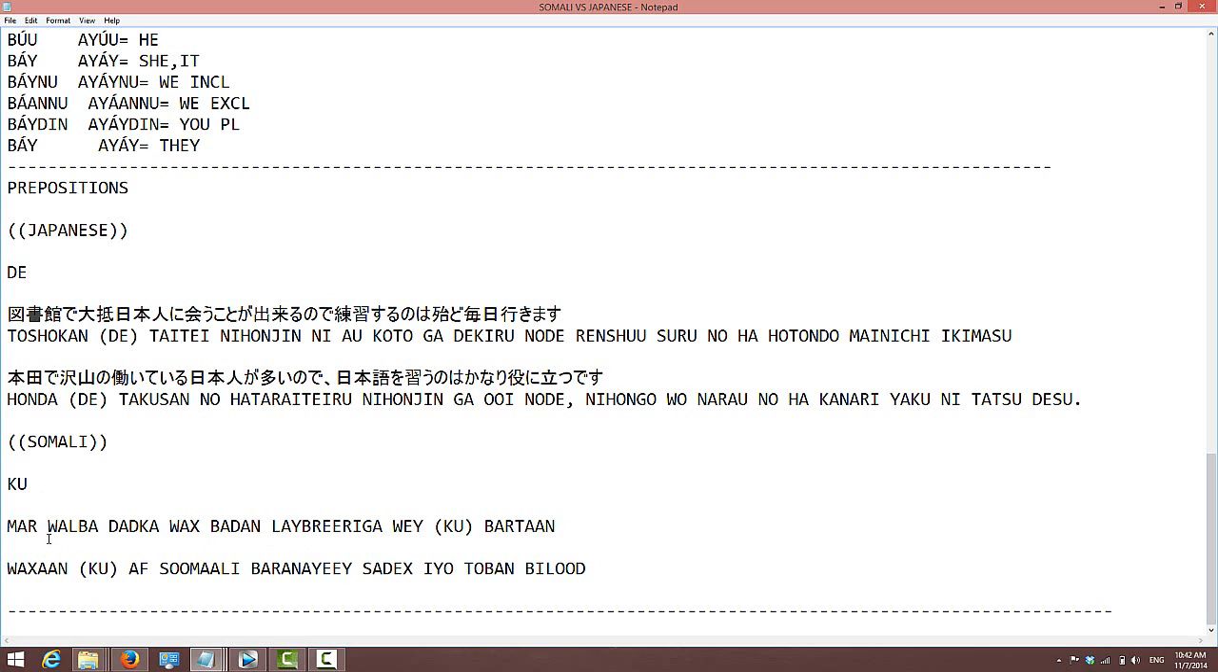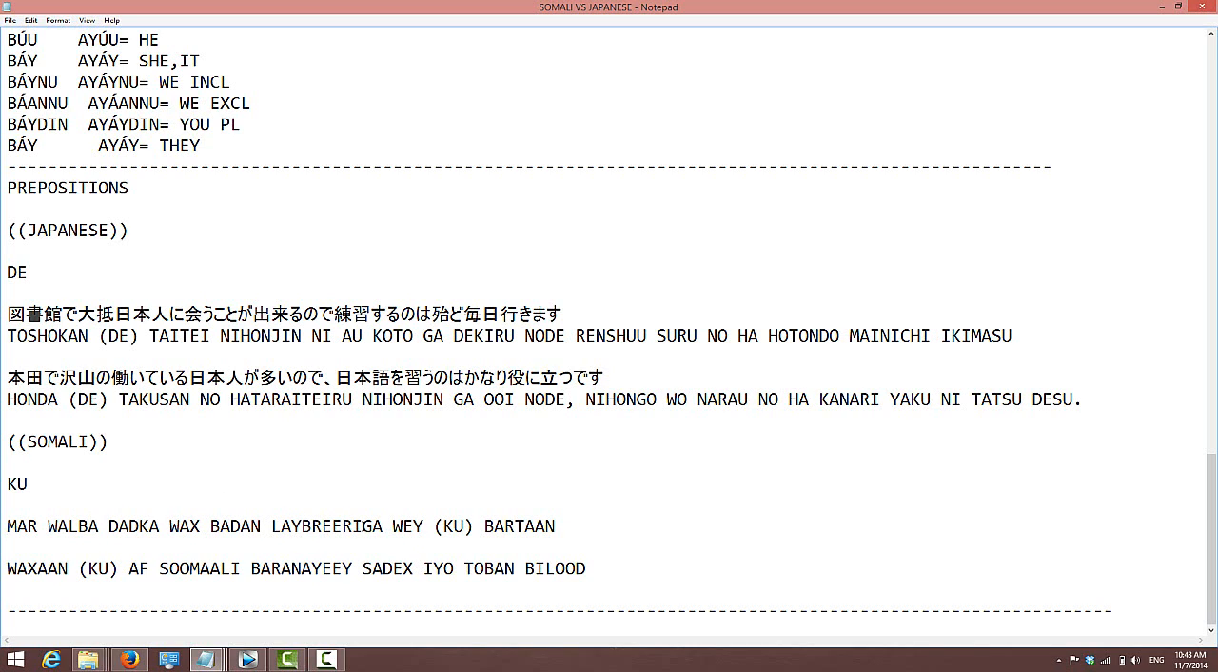So marwalba, that is often. Datka means people. Wahbaran means a lot of things. Wah is things, and baran is a lot. Librariga, accent on the second syllable, that means the library.